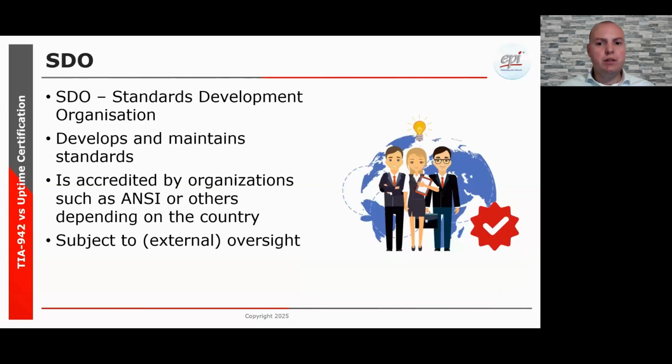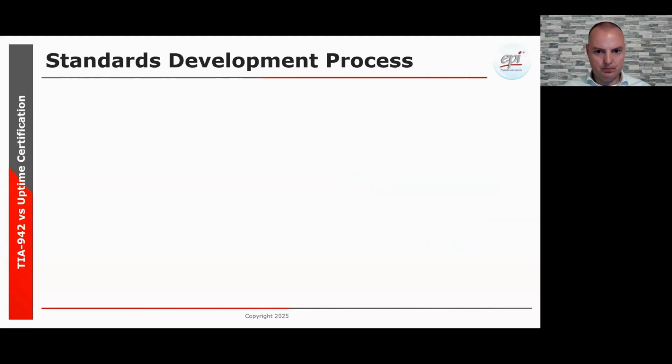So who writes these standards? This is called an SDO, a standards development organization. This is a group of people that develop and maintain these standards. They will retain the whole life cycle of the standard itself. The SDO is overseen by an external party called an accreditation organization, and they will make sure that everything goes in the right way. But I'll tell you a little bit more later in the presentation.